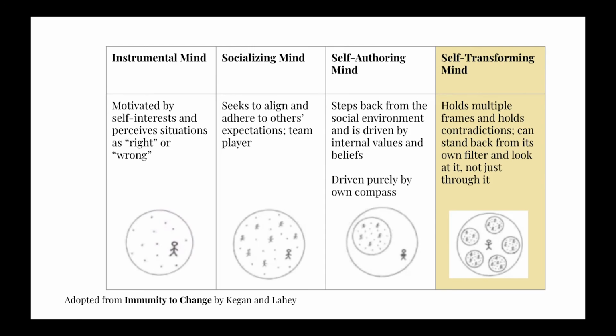With the practice of breaking down judgments into observations, feelings, and needs, and the practice of both expressing and hearing others without blame, we are essentially growing to cultivate our self-transforming minds. The four types of minds described here were described in the book Immunity to Change. The self-transforming mind is described as the highest level of development in which one can hold multiple frames and hold contradictions simultaneously in their mind.